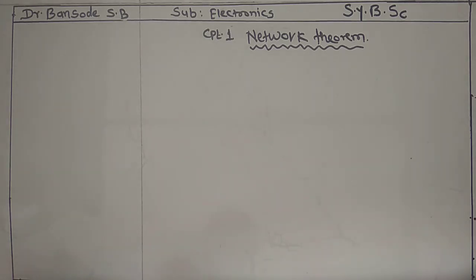Today we are going to study paper second of class S5 BSc. This paper second is the name of paper second, it is as electronics. In this paper, the first chapter we have to study is network theorem. In this chapter we have to study Thevenin's theorem, Norton's theorem, superposition theorem, maximum power transfer theorem, etc.